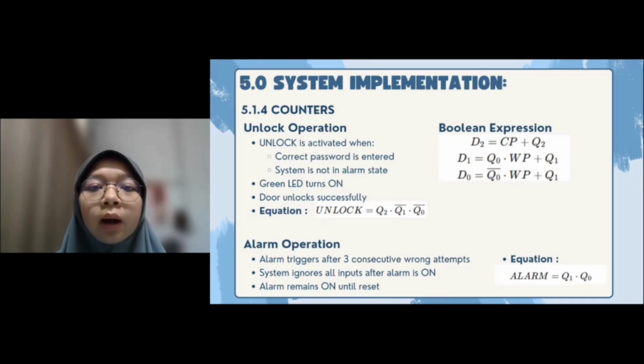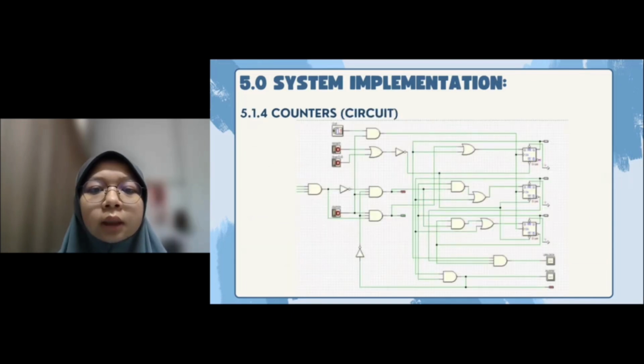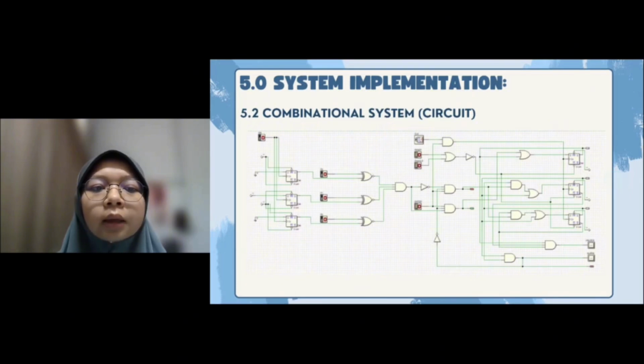We also have the alarm operation. The alarm triggers after 3 consecutive wrong attempts. The system ignores all inputs after the alarm is on. The alarm remains on until reset. These are the Boolean expressions in our counters. This is the counter circuit. And this is our combinational system circuit.